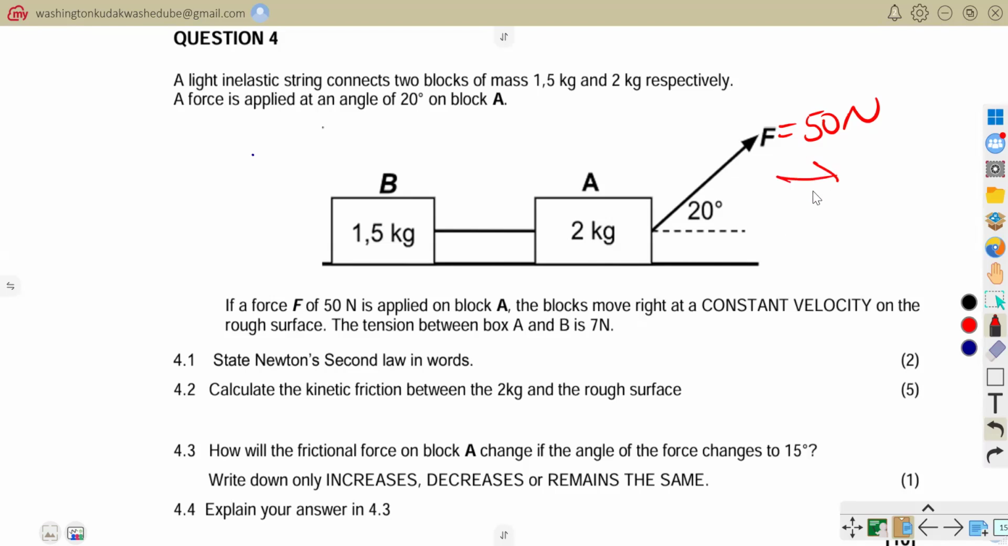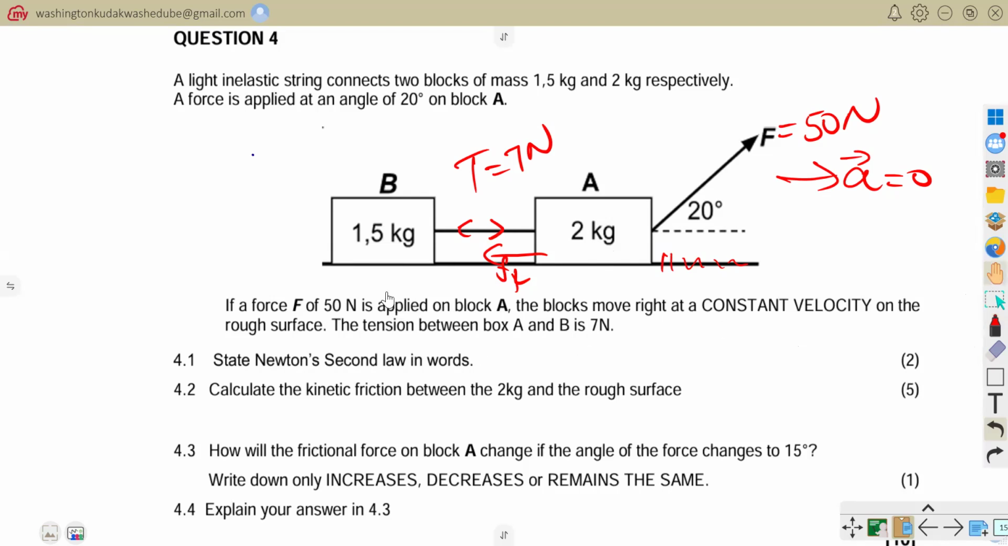They are saying the blocks move at a constant velocity to the right, so the acceleration is equal to 0. And there is a rough surface, therefore we are going to have some frictional forces going that side. The tension between block A and B is 7 newtons. So the tension in between these two blocks is equal to 7 newtons. Now they're saying state Newton's second law in words.